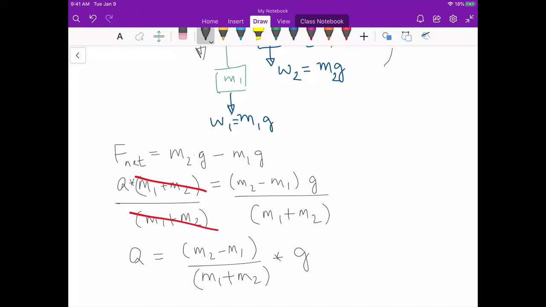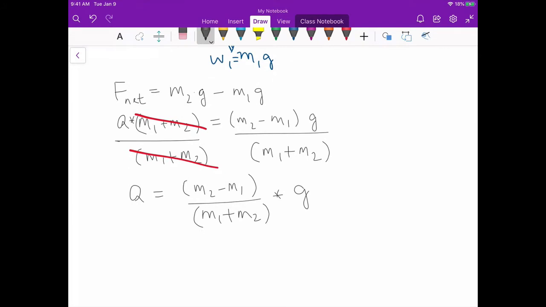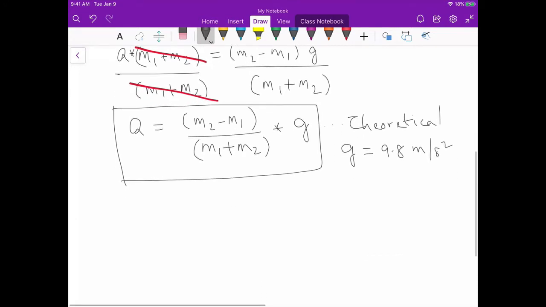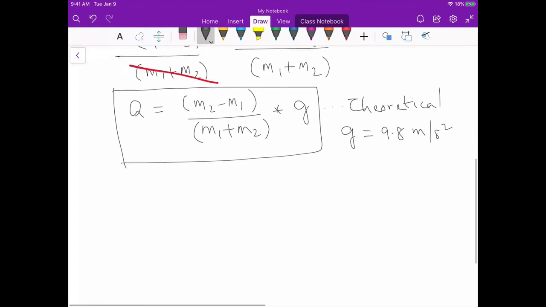This is from theory. Even though we are going to put in the masses and so on, we are going to consider this as the theoretical value. And remember, g is equivalent to 9.8 meters per second squared, so remember to use that value. This is one way of finding the acceleration of that pulley system, but you may also find the acceleration of the system from kinematics.